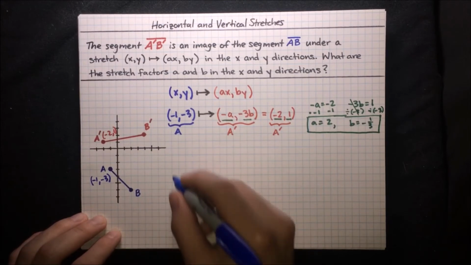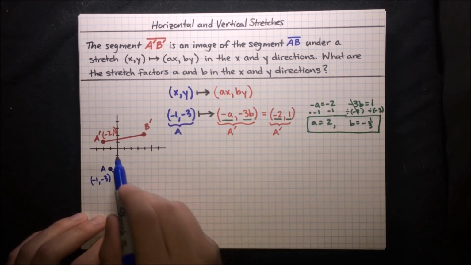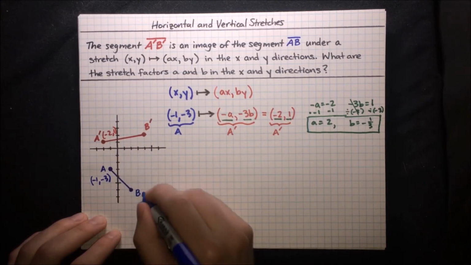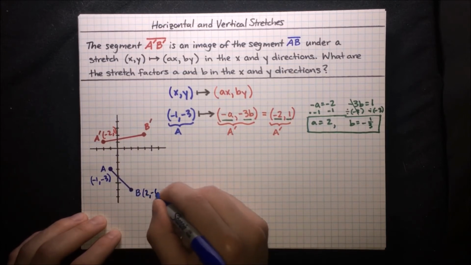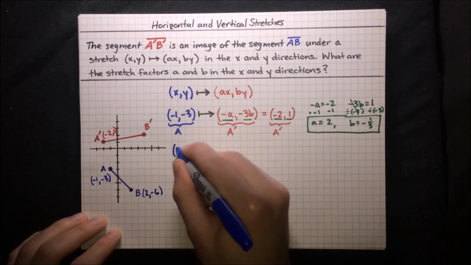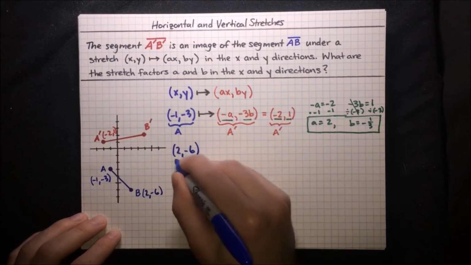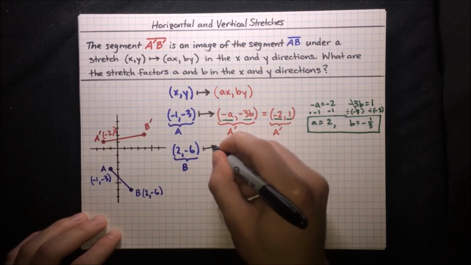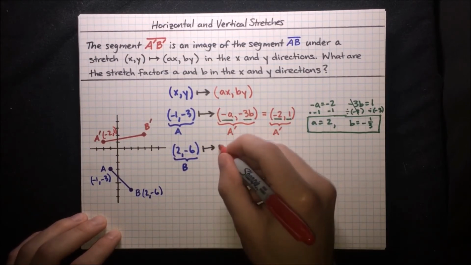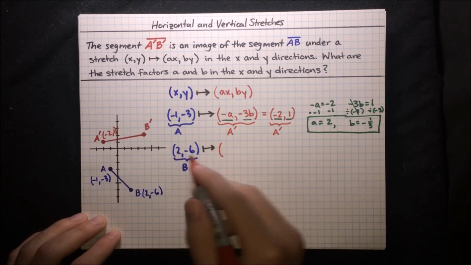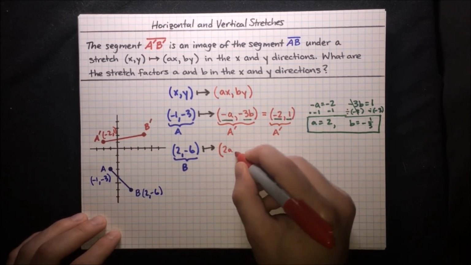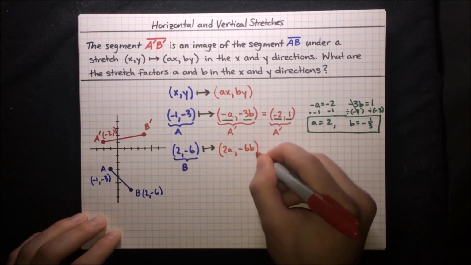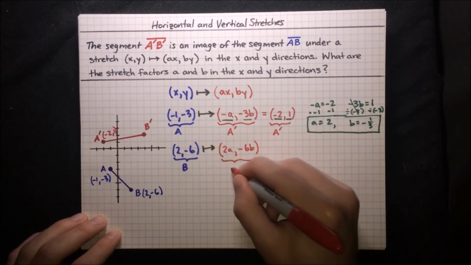If we had started with the point B, let's find out what that is. That's 2 and then down 1, 2, 3, 4, 5, 6. So 2, -6. If we had started with that point 2, -6, which is B, and applied the transformation, the resulting point would have been a times the x coordinate, so 2a, and then b times the y coordinate, so -6b. And that would match up with B prime.